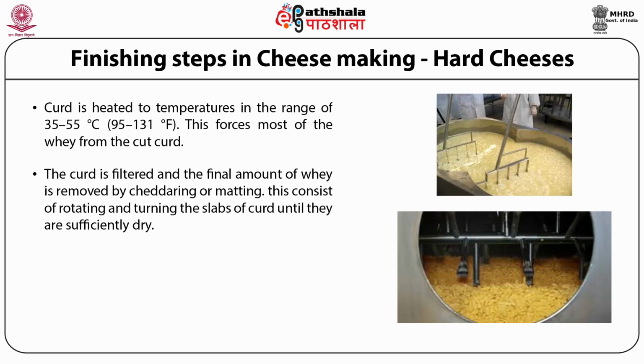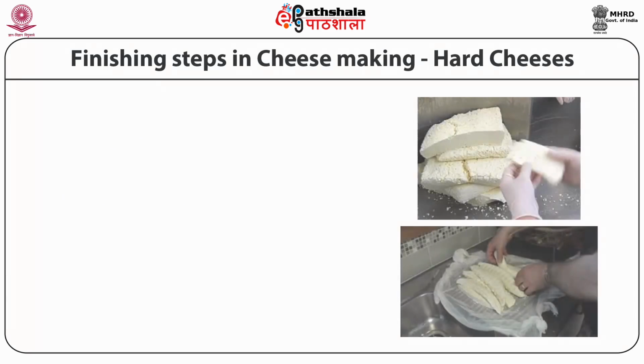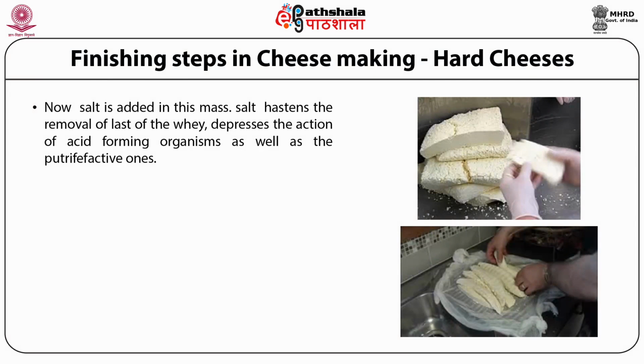Cheddaring or matting is a special type of process which rotates and turns the slabs of curd until they are sufficiently dry. Now, this curd is taken for different processes.